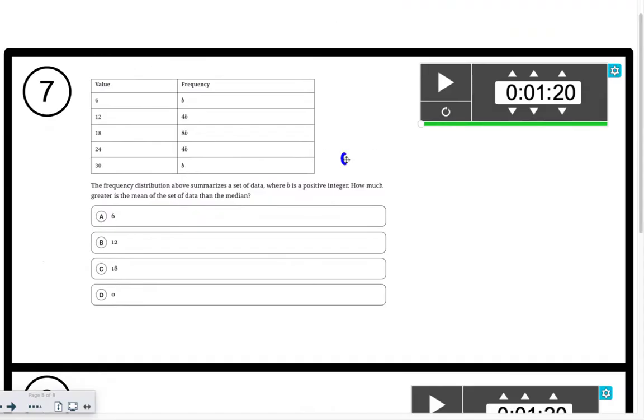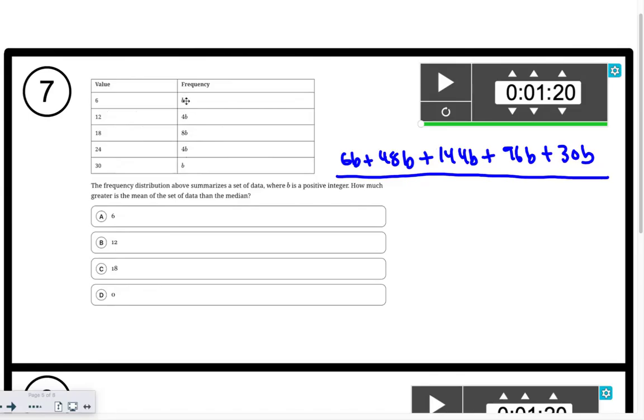So that means I'm going to have 6b plus 12 times 4b, which is 48b, plus 18 times 8, which is 144b, and then 24 times 4, which is 96b, and then 30b. And that's all going to be divided by, if I add these up, 5b, 13b, 17b, 18b. Basically, the b's all just cancel out. So let me figure that out in the calculator.